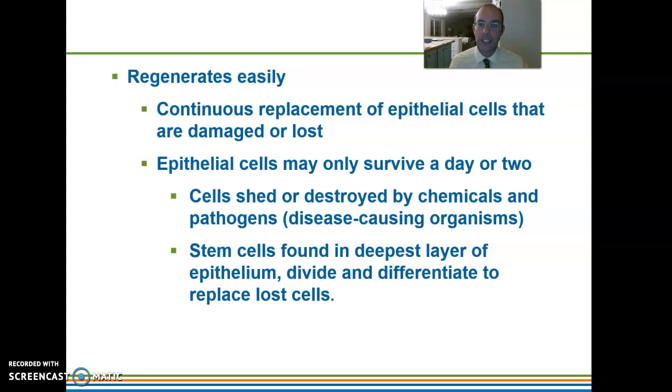They're continuous, the replacement of epithelial cells that are damaged or lost. All right, constant continuation and replacement. Epithelial cells may only survive a day or two, depending upon where they're located. Cells shed or destroyed by chemicals and pathogens, disease-causing organisms, can grow back, or they can get destroyed right after, and then a new set grows back. And stem cells are found in the deepest layer of the epithelium. And remember that stem cells are cells that have not developed into anything yet. That's why they're harvested and used for science research to try and develop them into whatever we'd like to use them for.